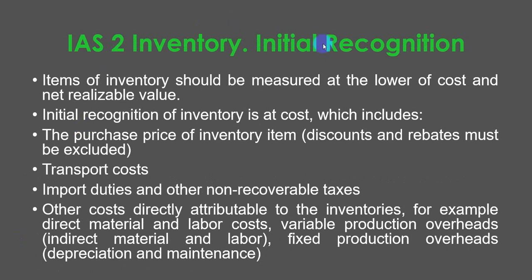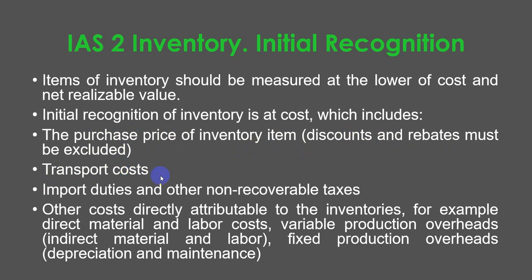Initial recognition. Items of inventory should be measured at the lower of cost and net realizable value. Initial recognition of inventory is at cost, which includes the purchase price of inventory item. However, if there are any discounts and rebates, they must be excluded. So purchase price must be adjusted.